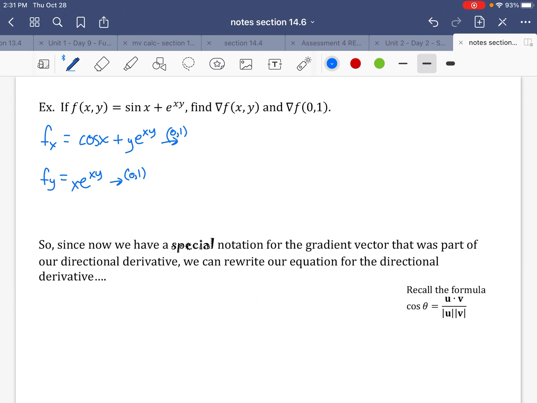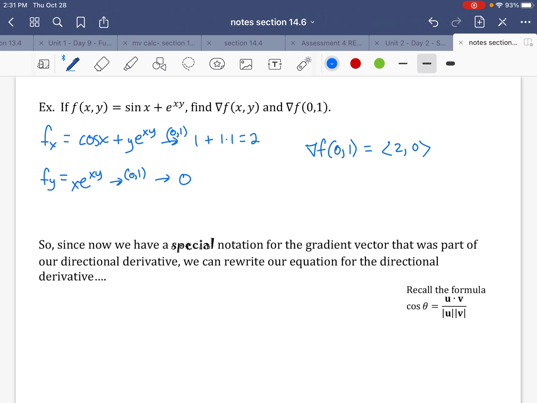Cosine at 0 is 1, plus 1 times e to the 0, which is 1, so that gets me a 2. Over here, I have an x in front, so the whole thing is multiplied by 0. So I basically have this answer, my del f at (0, 1). So my gradient vector at (0, 1) is the vector (2, 0).